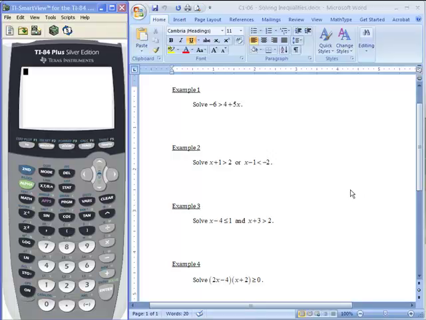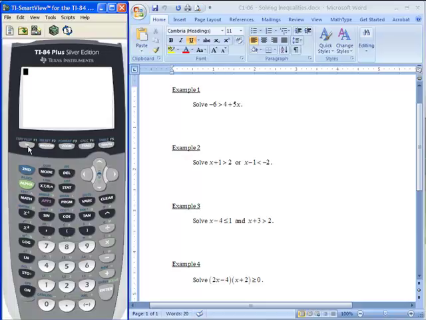Solving inequalities. Your calculator can actually help you solve various inequalities. If we start with example 1 here, one of the things we can do is graph both sides of this inequality in the same way we were graphing both sides of a quadratic equation. And then we can look for places where the left-hand expression is higher or above the right-hand expression in the graph. Let's see what that looks like.